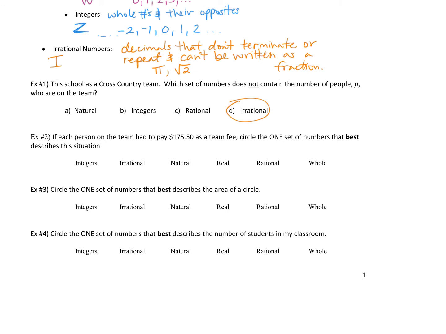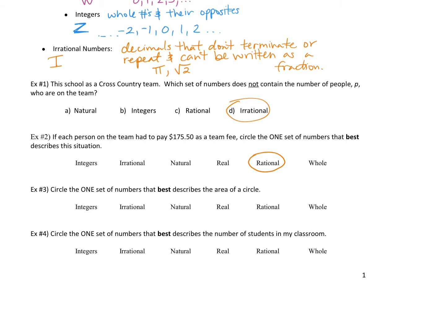Rational, right? It's a decimal. It's a terminating decimal, 175.50. So rational would be the best. It's not a whole number. It's got a decimal. It's not a natural number. You can't count to that number nicely. And it's not an integer. Okay, so rational would be your best.